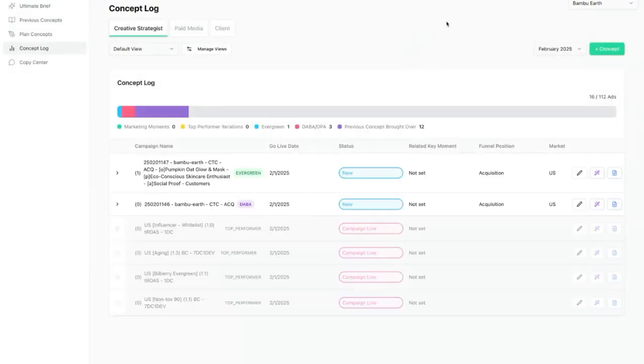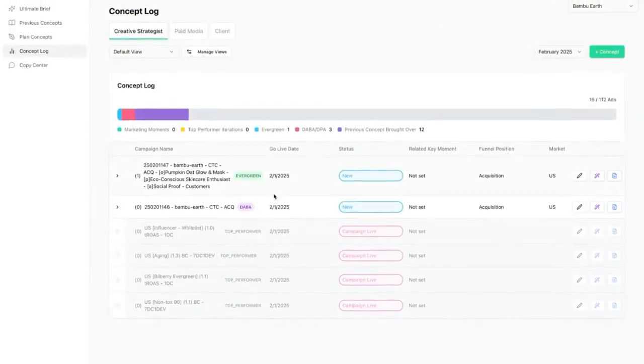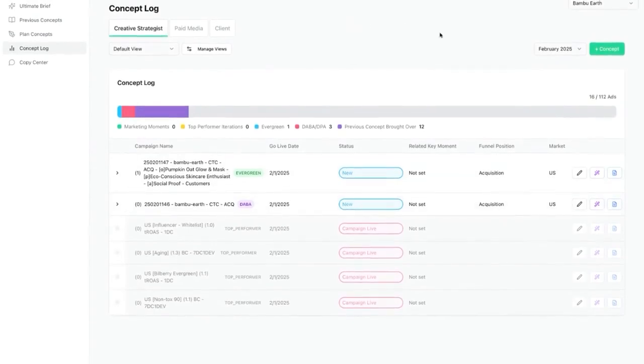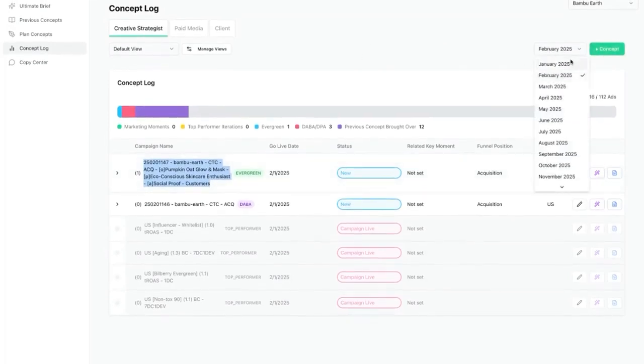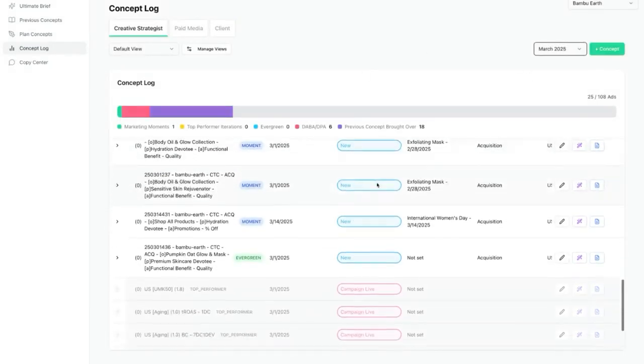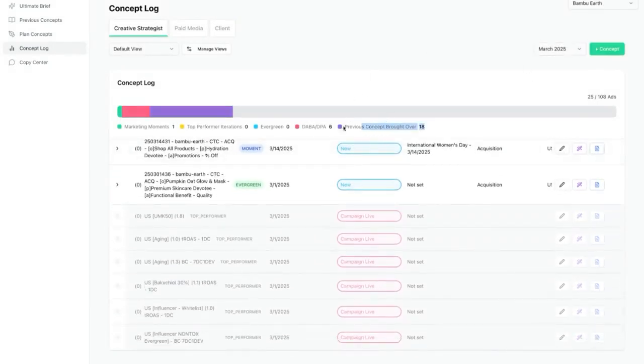Okay. Now, what you're going to see when we go to the concept log is we've got the 4 campaigns that I've already brought with me. Okay. These are the ones from the previous month down here. Now I've got these campaigns planned. You can see my Bamboo Earth pumpkin glow to the eco-conscious social proof person here, right? Oh, that's February. Sorry. Let me go to my March plan. We did more than that, huh? We did like 12. There we go. Boom. So now I've got 18 concepts brought over.